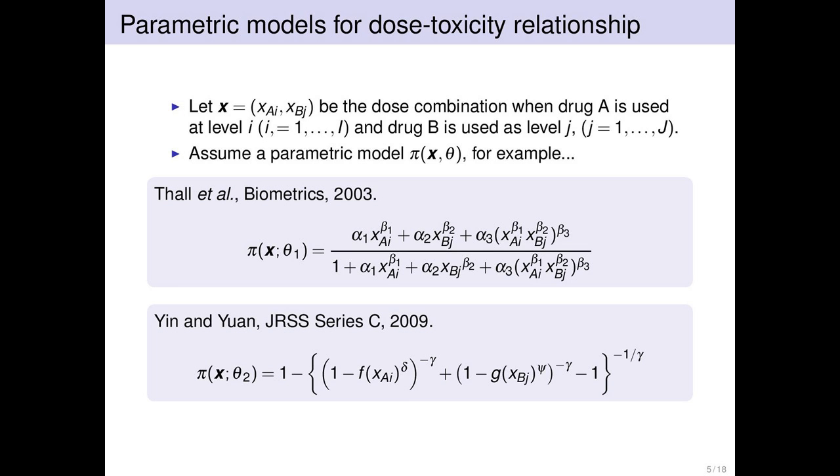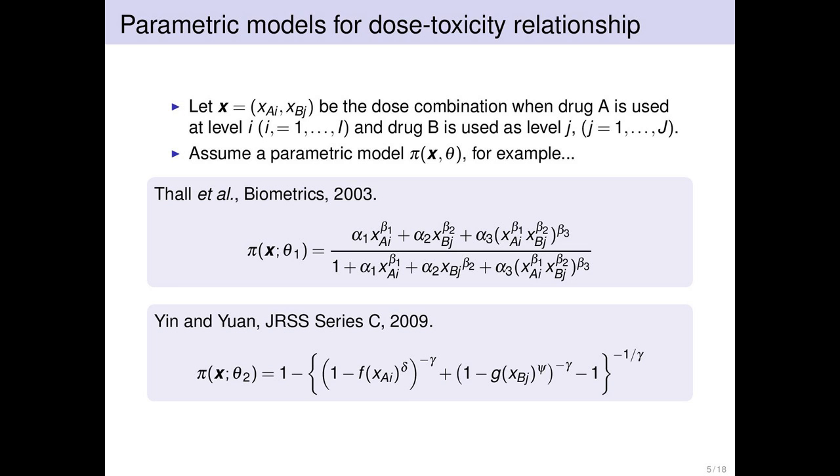Ying and Dr. Yuan in RSS in 2009. This is a copula-based type model. And again, it has interpretation in that in the margins, this model reduces to basically a power model for the continual reassessment method. So what I mean by that is that you specify a skeleton probability, that's our prior guess of the probability of DLT at the margins. And that's given by these F and G functions.